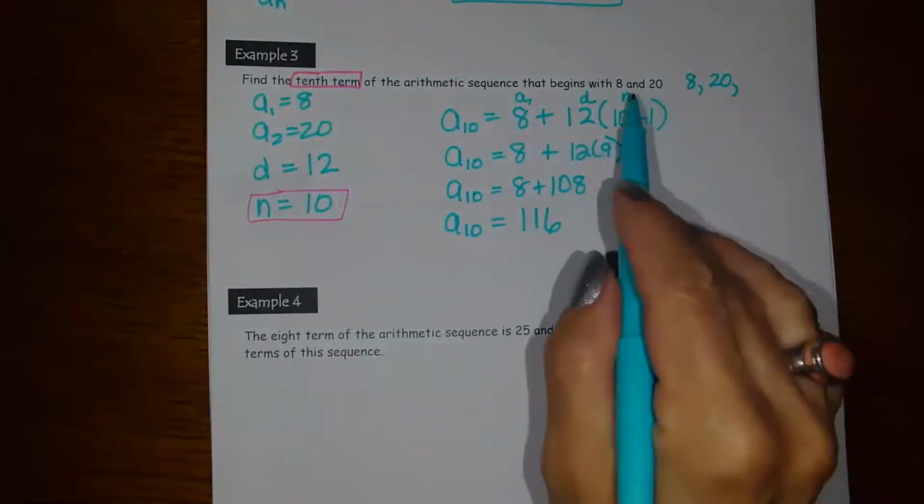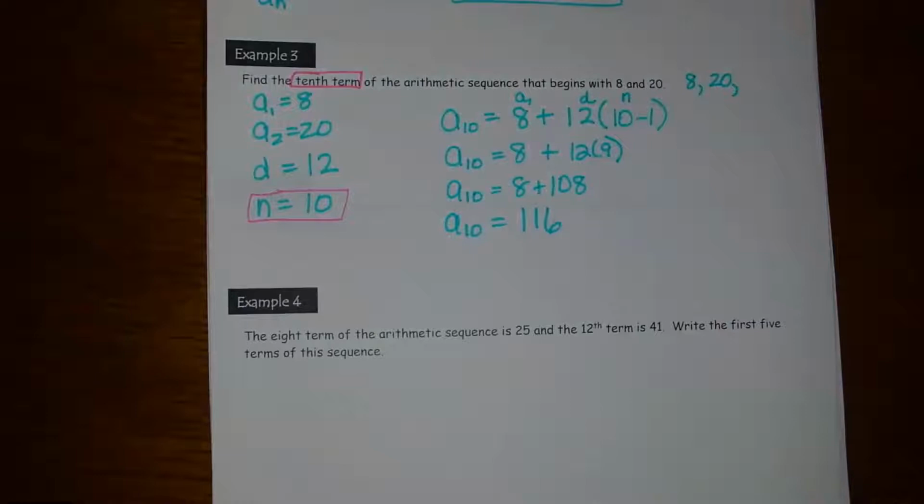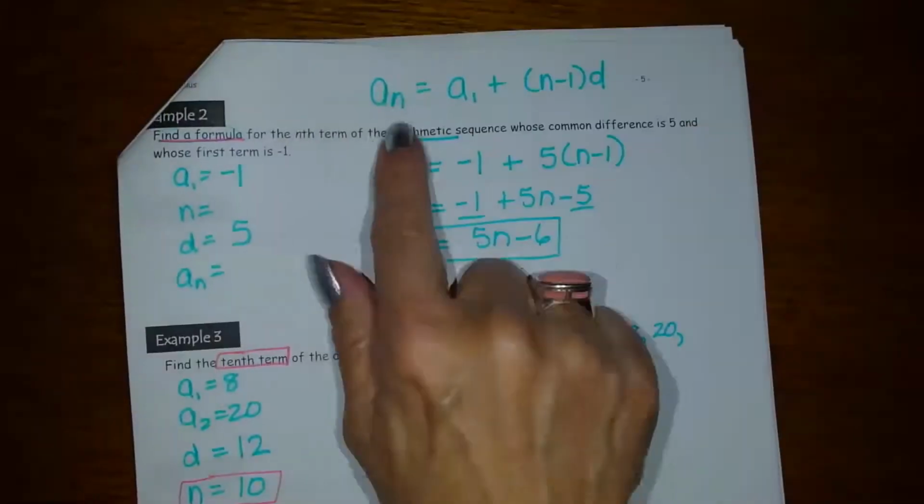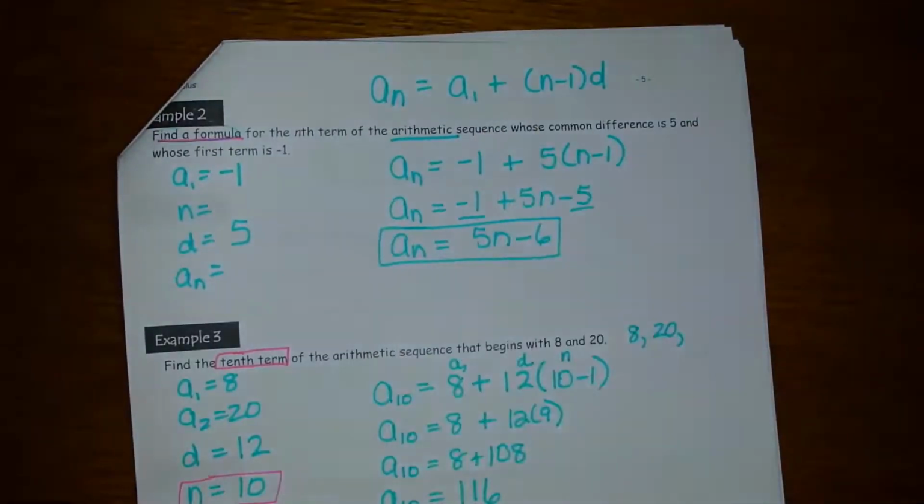The other way you could do this is you could just list them out, right? You could list 8 and 20 and keep adding 12 on until you got to 10 terms. We don't want to rely on that because what if I said find the 300th term? You don't want to sit there writing a sequence of numbers out forever, right? Does that make sense? Do all the parts of this equation make sense?